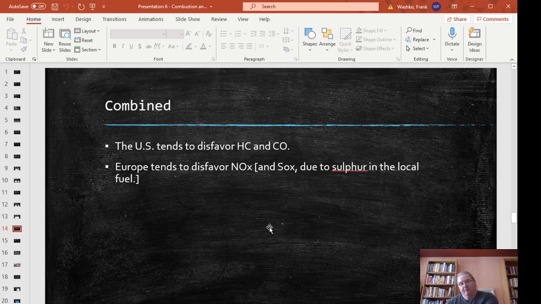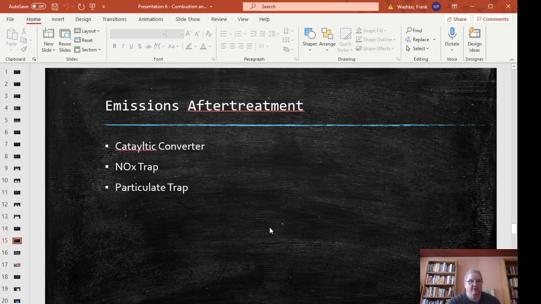They also have another problem over there, which is that the local fuel has sulfur in it, and the burning of the sulfur in their fuel results in SOx. So they have that issue, which we don't really deal with in the U.S. So the U.S. is more preoccupied with controlling HCs and COs. Let's talk about what we do about that, and if Europe is more focused on what to do with NOx, we'll talk about that. So let's talk about what to do.